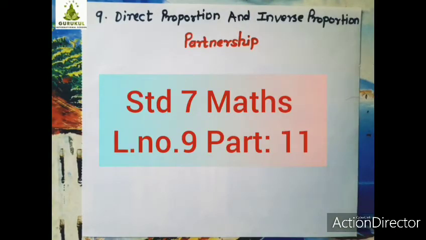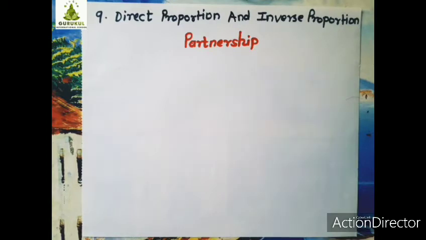Lesson number 9, direct proportion and inverse proportion. Having done our practice set 37 and practice set 38, which were based on direct proportion and inverse proportion, the next concept that we are going to see is partnership. Now this term partnership is related with the concept of business. Okay, when any new business has been started, money is required for many things like office, raw materials, etc. Now that money which is invested is called the capital.